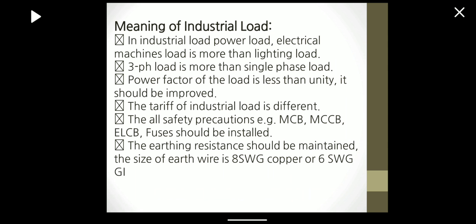All safety precautions, for example MCB, ELCB, MCCB and fuses, should be installed. The electrical earthing resistance should be maintained. The size of the earth wire is 8 SWG copper or 6 SWG GI. So this is the industrial load.